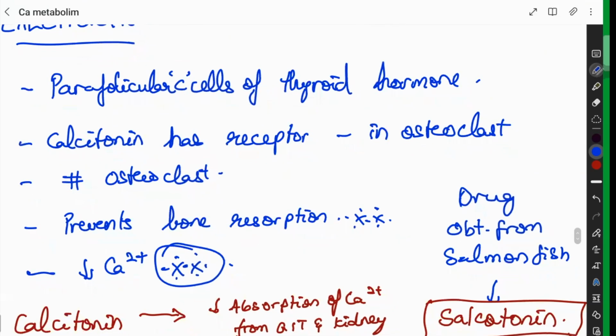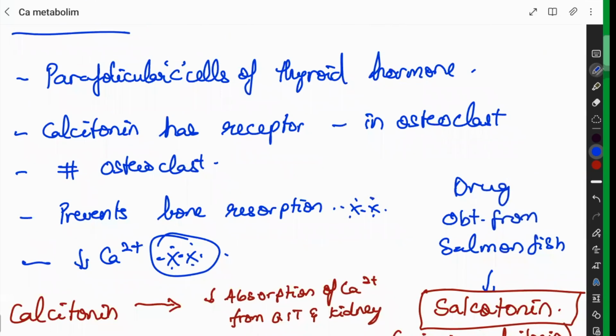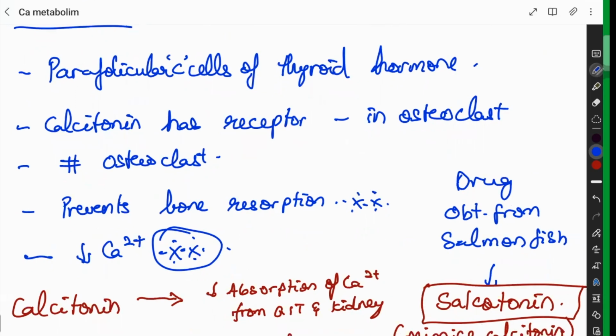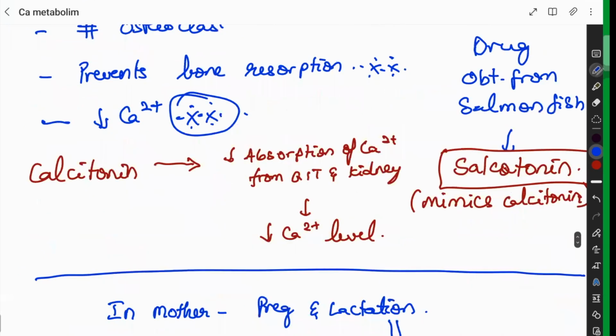This salcotonin is going to mimic your calcitonin. But why am I talking about calcitonin? What are the functions of your calcitonin? Remember, calcitonin causes a decrease in the absorption of calcium from your GIT and your kidney. So what does calcitonin do? It decreases the absorption of calcium from your GIT and your kidney. Therefore, it is going to reduce your calcium level.